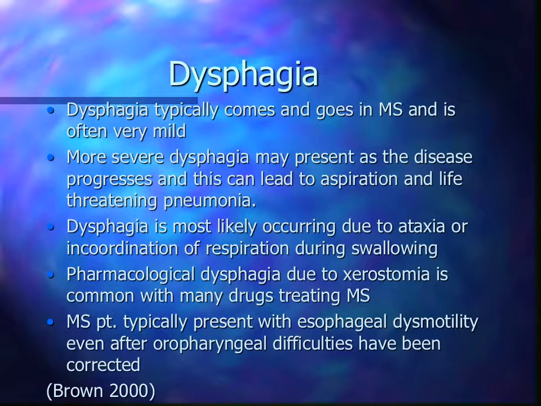Dysphagia is most likely related to ataxia, like I said, and pharmacological dysphagia is high due to xerostomia or dry mouth. It's common with the many drugs treating MS, as well as a lot of drugs treating Parkinson's and other neurodegenerative diseases. I also found in an article that MS patients typically present with esophageal dysmotility, even after oropharyngeal difficulties have been corrected. So most start out with oropharyngeal difficulties due to dysarthria or just general ataxia or poor coordination and weakness in the oropharyngeal muscles, but the esophageal dysmotility has to be due to the transmission of nerve impulses, since that highly relies on the vagus nerve.